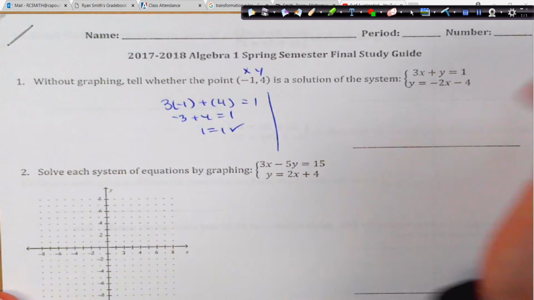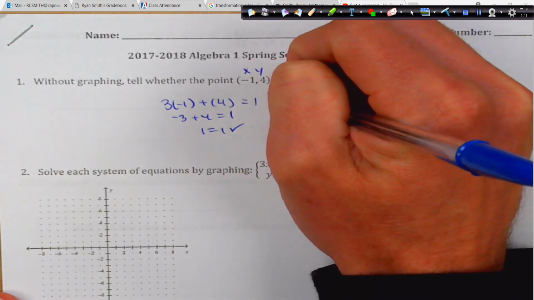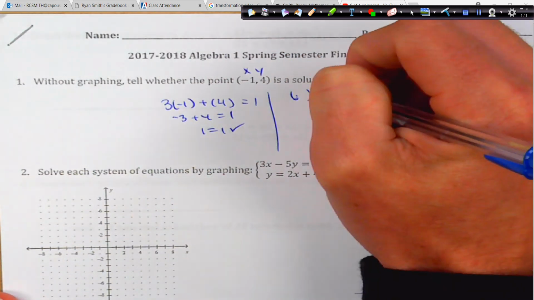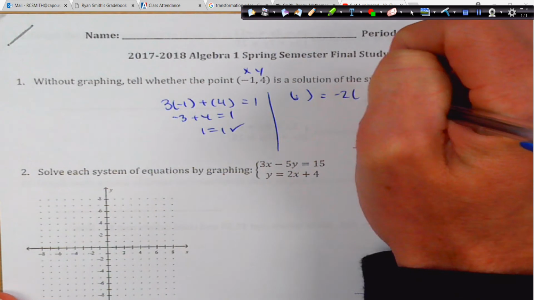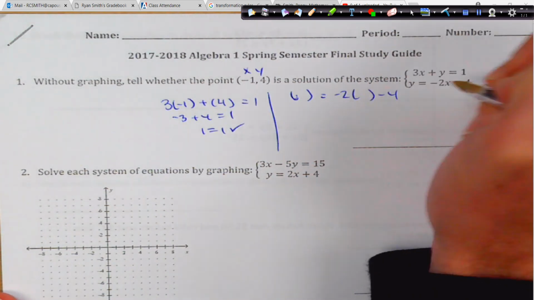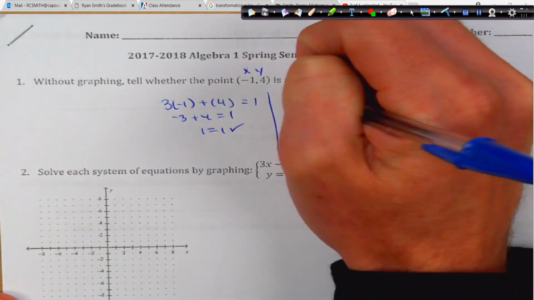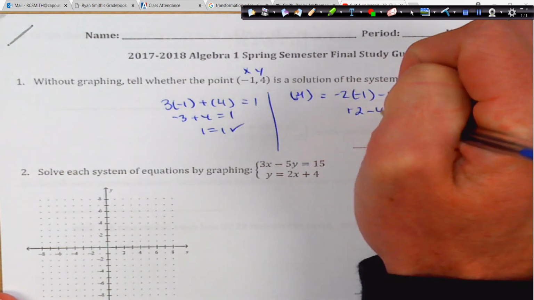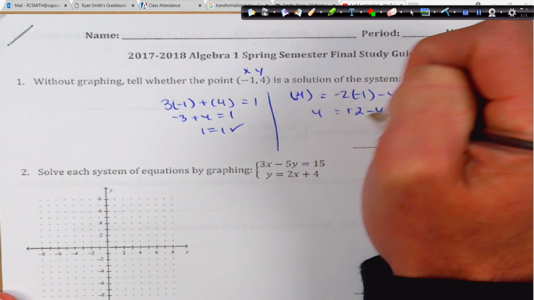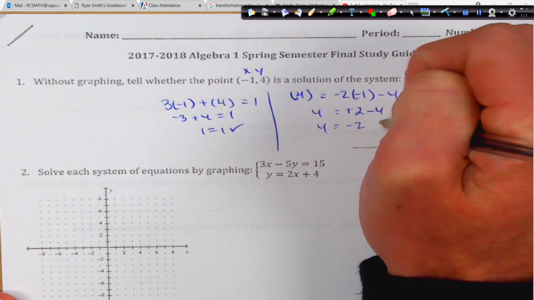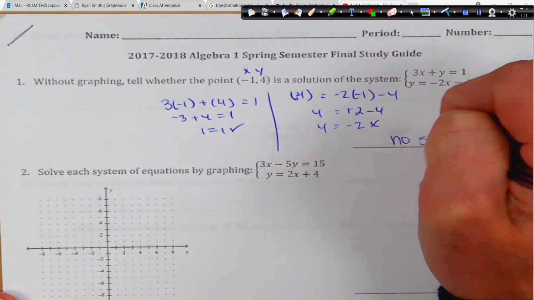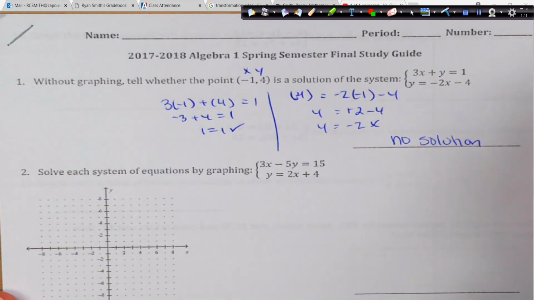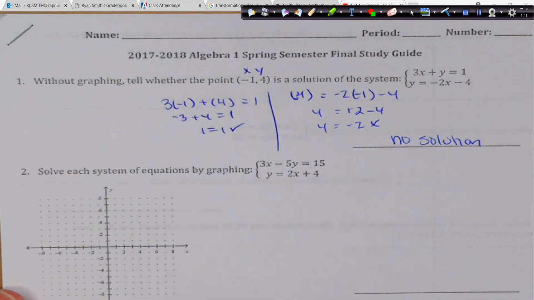Now we have to try it in the other one. Instead of y, we're going to put parentheses, -2, parentheses, -4. And so this is -1, and then this is going to be +4. So this becomes +2 minus 4. That becomes -2 equals 4. That doesn't work, so no solution. It has to work for both, otherwise it's no solution. Okay?